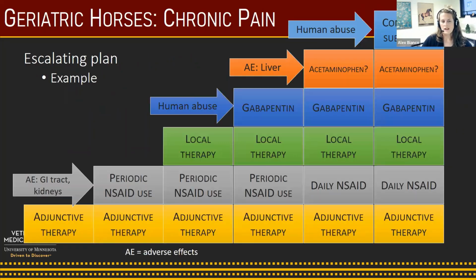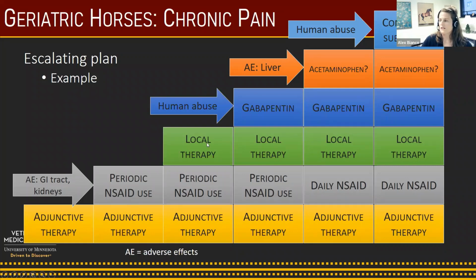So here's an example I use of an escalating plan for chronic pain management and the hurdles that you experience at each step. On the bottom here, we have our adjunctive therapy. Those are things like body work and nutraceuticals that can be used anytime. They're not really going to hurt anything. You can start with that and see if that's enough. If that's not enough, I recommend periodic NSAID use, so short periods of time, 3 day increments, to help if you have a flare-up of your arthritis, for example. Adverse effects to think about here, we talked about the GI tract and the kidneys.